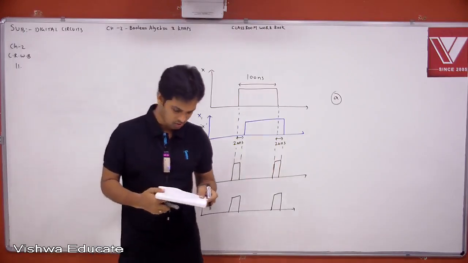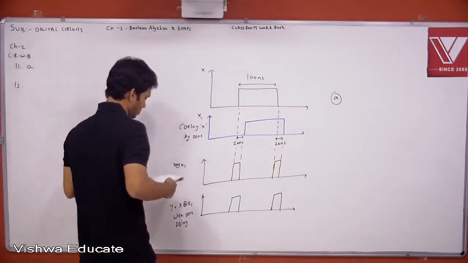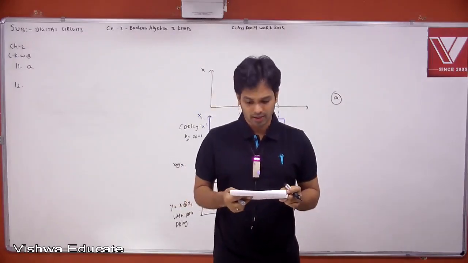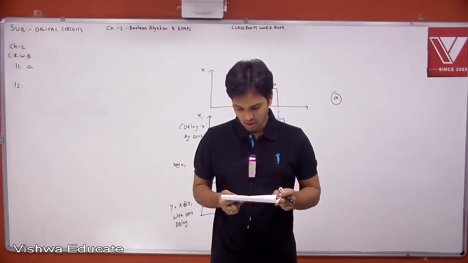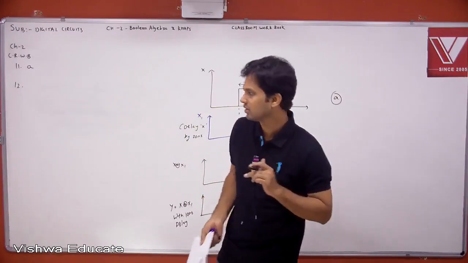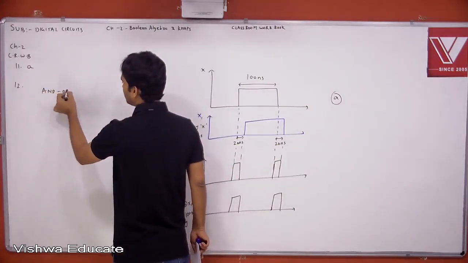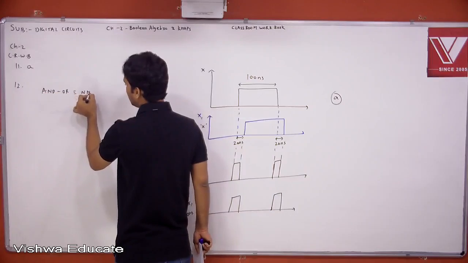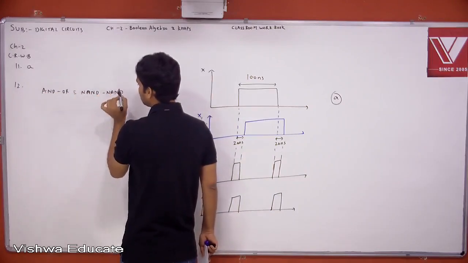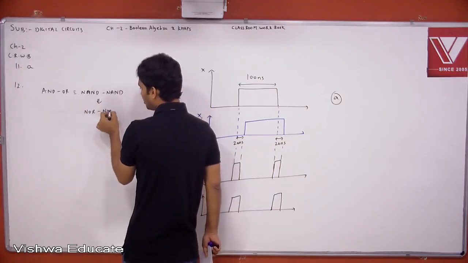Next question. 11th is answer A. 12th question. The output of a two-level AND-OR gate network is F. What is the output when all gates are replaced by NOR? Please listen. AND-OR is equal to NAND-NAND. Here NAND-NAND is replaced with NOR-NOR.